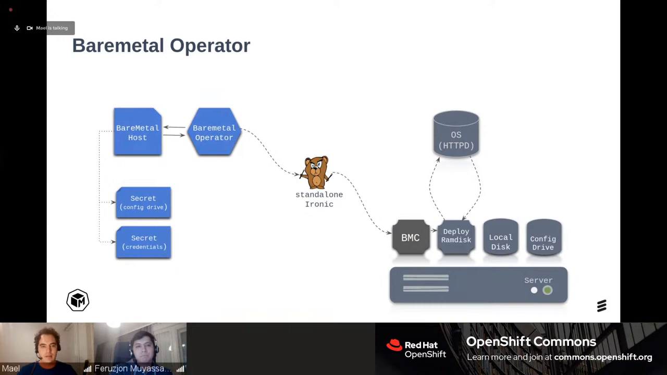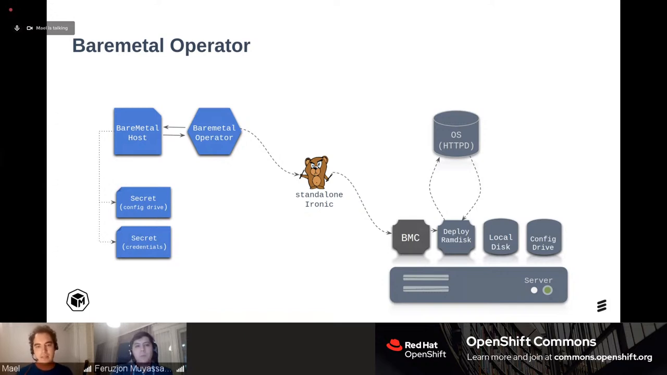So let's talk a bit more, in finer detail, about the bare metal operator and Ironic interaction. The bare metal host CR itself also points to a couple of secrets, and those secrets contain the user data, the metadata, and the network data. All those are for cloud-init, and you can give them as different elements, but in the end they will be combined into a config drive.